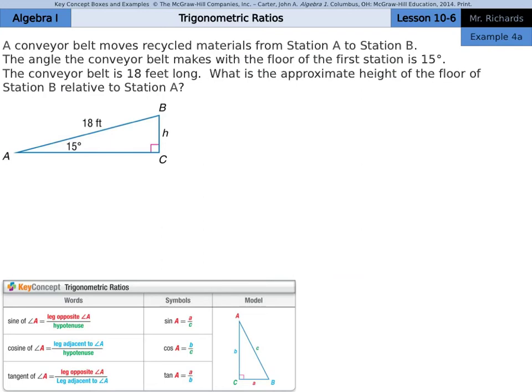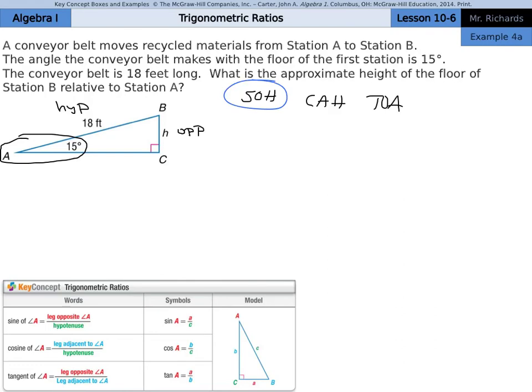All right, so we are given angle A here. We're given angle A is 15 degrees. And so the side opposite of that is H, and the hypotenuse, the side across from the right angle, is the 18. And so as I look at SOH CAH TOA, which relationship am I honing in on? Well, I need the opposite and the hypotenuse, which is sine.